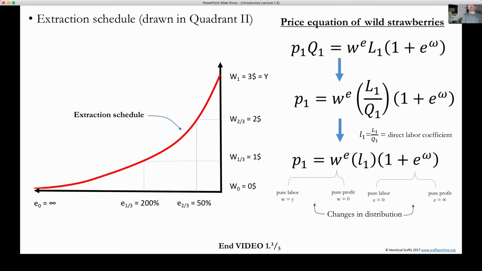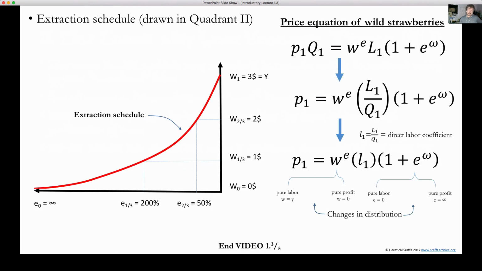And so what we do is we take our extraction schedule, right, that we're going to now draw in quadrant 2. We looked at this in an earlier video, but this vertical axis is going to represent values of the wage. The horizontal axis is going to be positive values of the rate of exploitation, or the extraction relation, or the ratio of distributive shares. And then you can see that as the wage share falls, wages fall to 0 and the rate of exploitation increases to infinity. And then this gives us the price equation for the wild strawberry industry when we have those changes in our distribution. And you'll notice here that in this case, we're setting the wild strawberry price equal to $1 per unit. And we're varying the wage rate, and we're also varying the rate of exploitation. And those represent our changes in distribution.